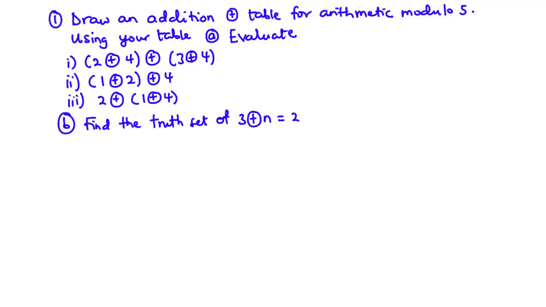Question 1. A, draw an addition table for arithmetic modulo 5. Using the table, evaluate: I, (2 + 4) + (3 + 4); II, (1 + 2) + 4; and III, 2 + (1 + 4). B, find the truth set of 3 + n = 2. So let's solve this question together.